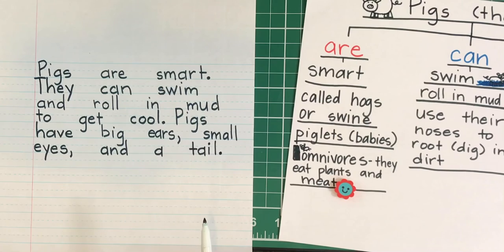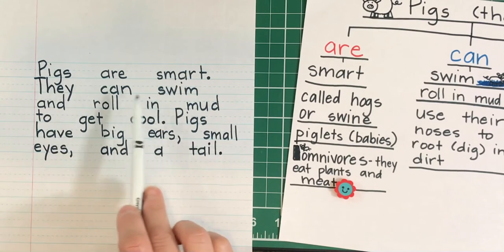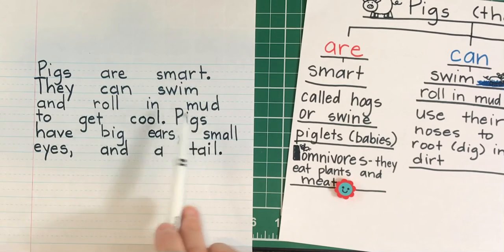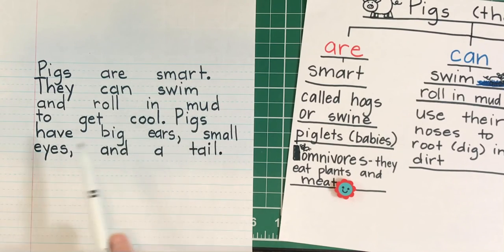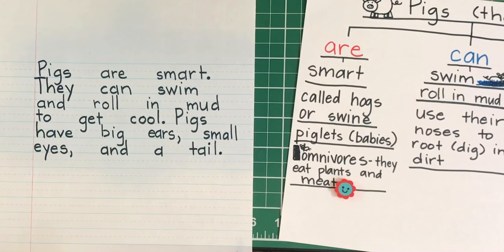Now I can read the whole thing. Pigs are smart. They can swim and roll in mud to get cool. Pigs have big ears, small eyes, and a tail. I could write more sentences if I wanted to, but I need to write at least three and then read them on the Seesaw website. After I've drawn my picture of pigs, be sure to click on the video link to learn how to draw a pig and put your picture up here. I can't wait to see what you've done.